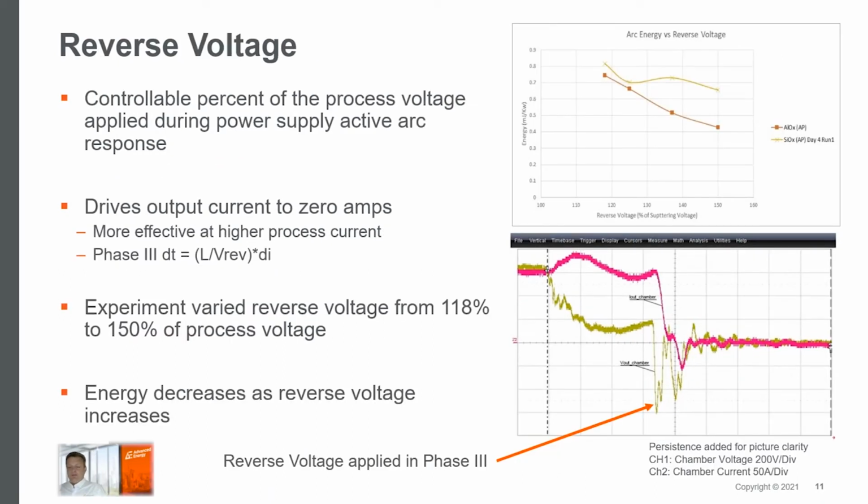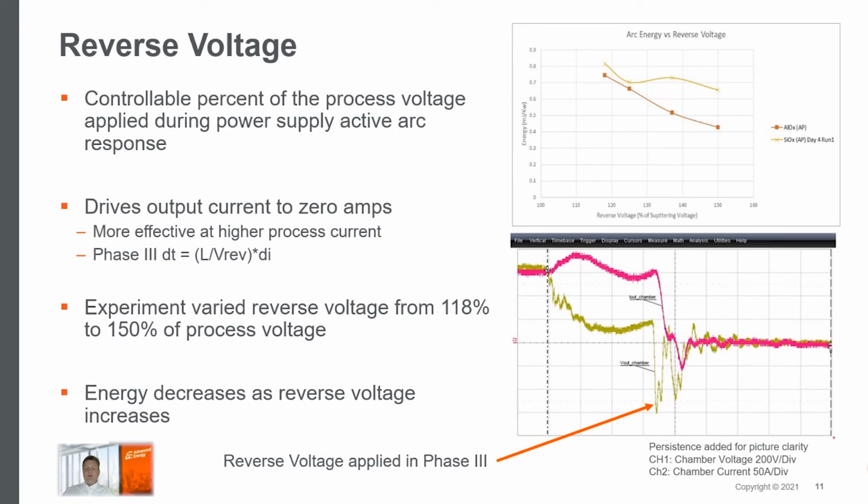The reverse voltage only occurs in phase 3. You can see the reverse voltage here when the current is being driven down towards 0. Once the power supply qualifies the event and reacts, the goal is to minimize the time it takes to drive the process current back down to 0. An effective method is to apply a reverse voltage to the output during the response. A controllable reverse voltage can be used to compensate for higher process current or longer inductive cabling.